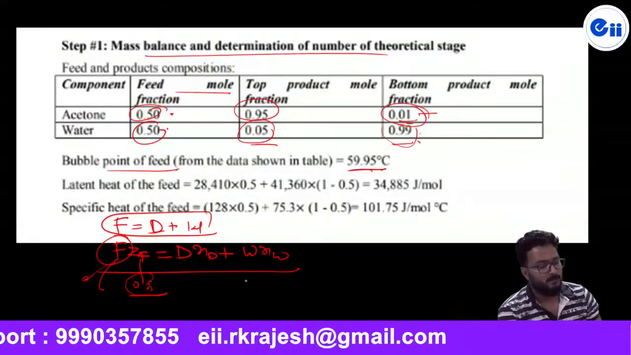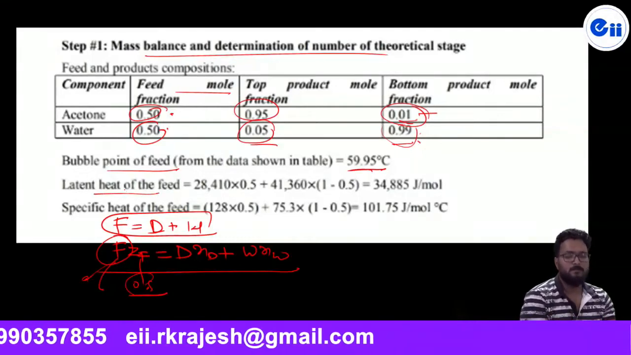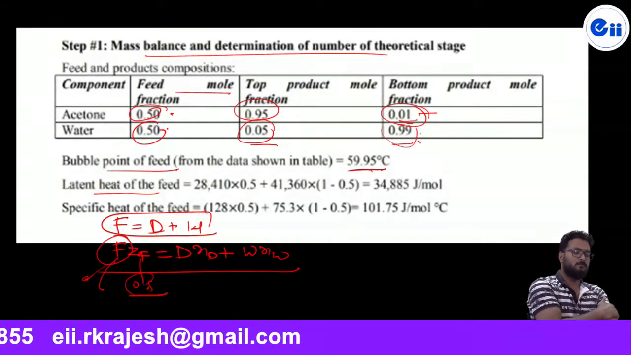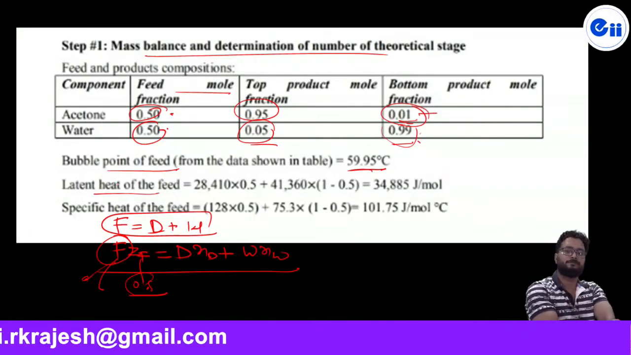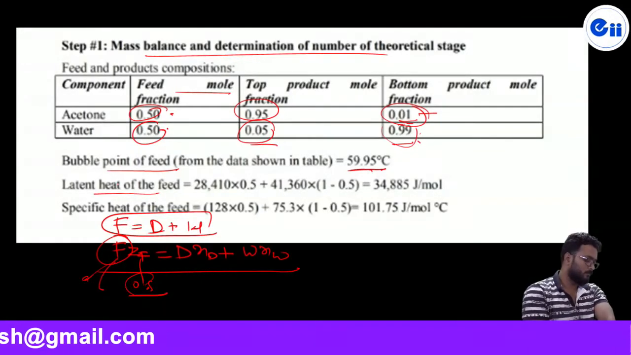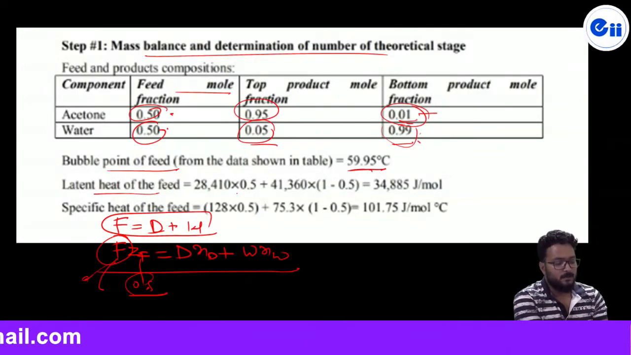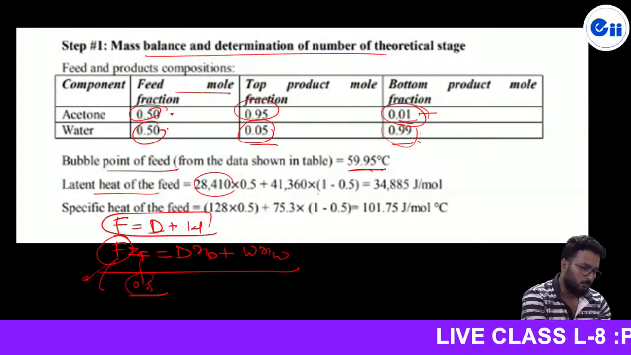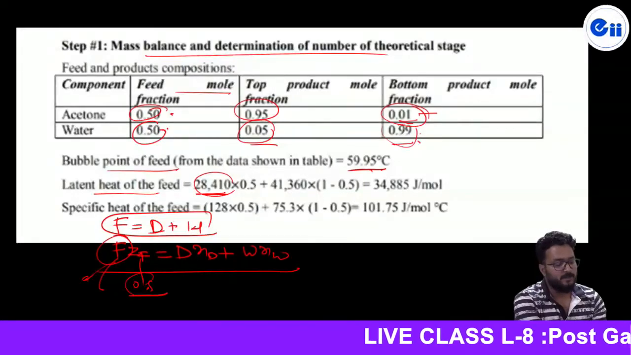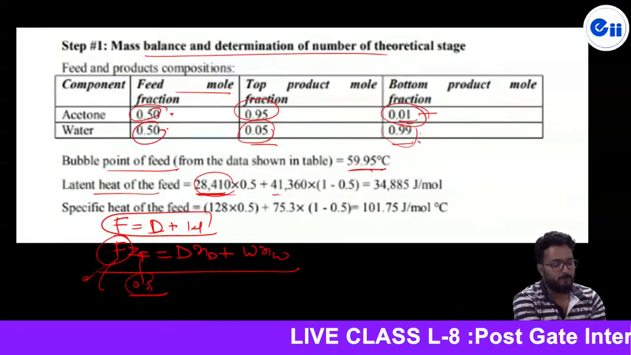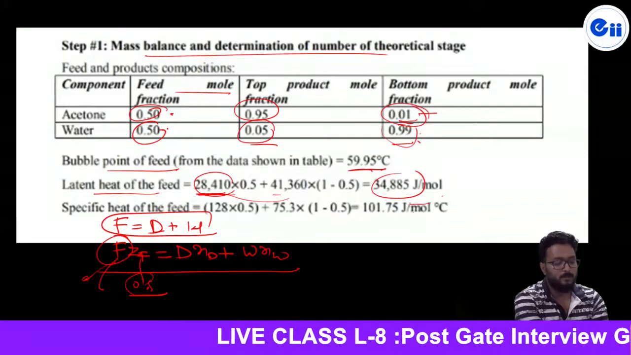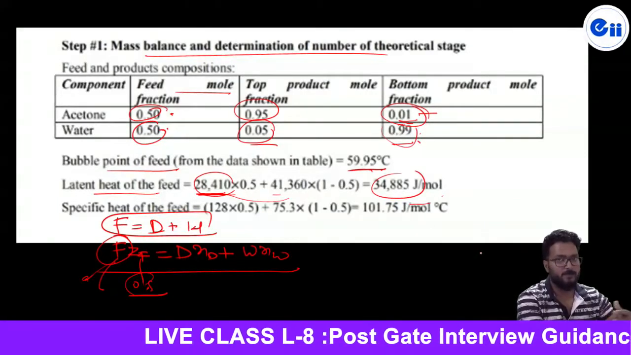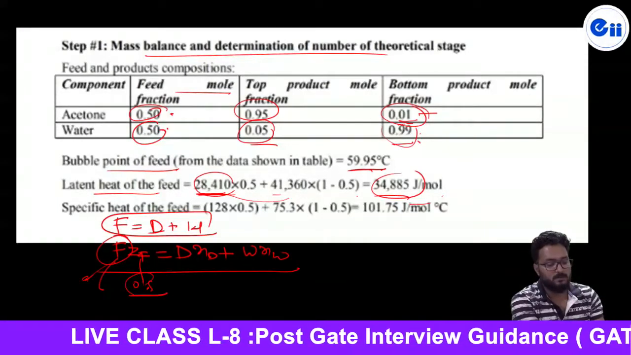So here it is given the latent heat of the feed. Latent heat of the feed in sense means what? Because the feed consists of 50% water and 50% acetone, correspondingly the latent heat of acetone and latent heat of water we have used here to find out the latent heat of the feed, because feed is not pure, feed is a mixture. That's why we should use this concept here.